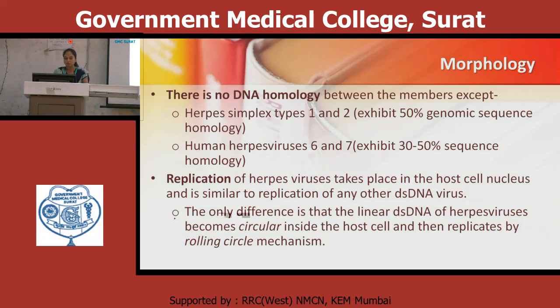Replication of herpes viruses takes place in the host cell nucleus and is similar to replication of other double-stranded DNA viruses. The only difference is that the linear double-stranded DNA of herpes viruses becomes circular inside the host cell and is then replicated by a rolling circle mechanism.